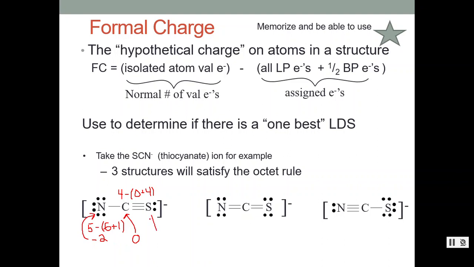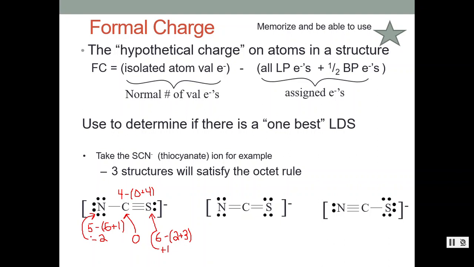Now let's do sulfur. Sulfur is out in group 6, that's my number of valence electrons. I'm going to subtract the number of lone pair electrons, which is 1, 2. Add that to half the number of bonded pair electrons, which in this case is 3. And so that gives me a formal charge of sulfur of +1. So that is my formal charge for sulfur.